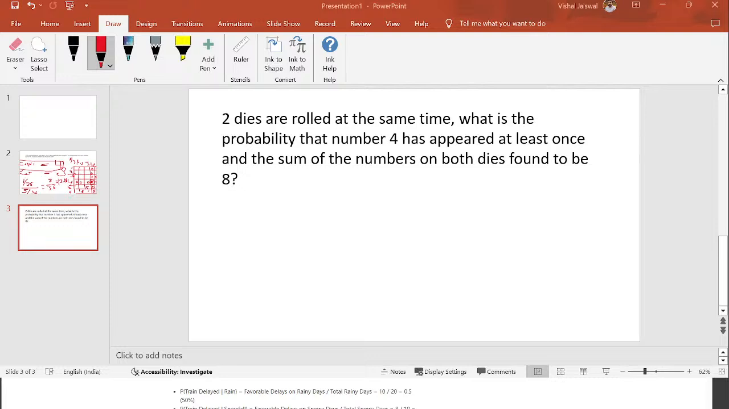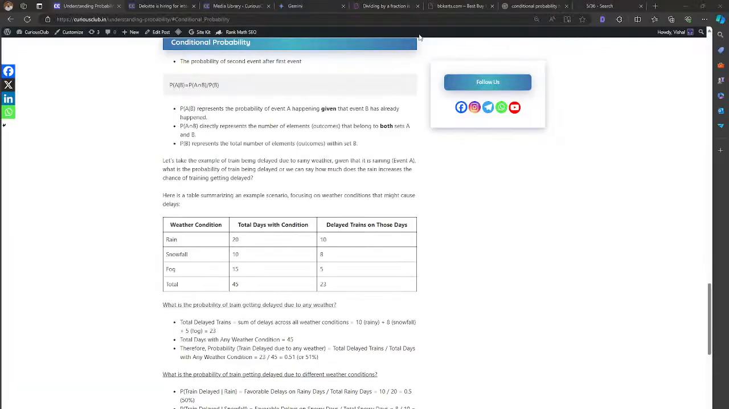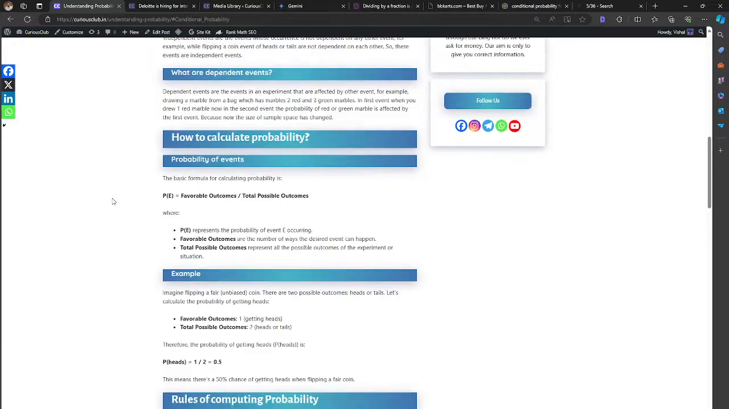To understand this, the formula used in probability and stats is this. The probability of A given B is calculated by the probability of A intersection B divided by the probability of B.